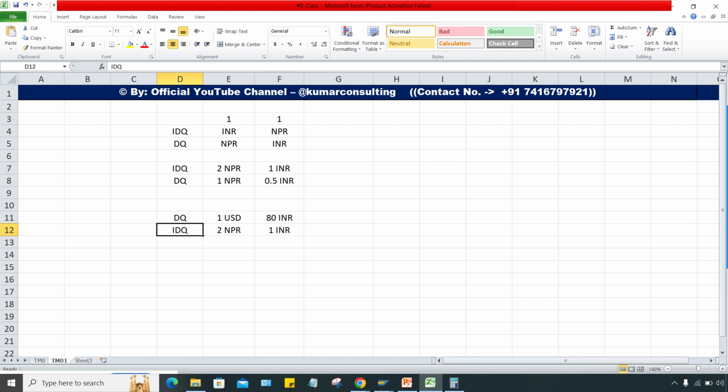So when indirect quotation is there, what is happening, guys? The translation ratio we have to maintain how? Local currency versus foreign currency. So here INR versus NPR, and here if direct quotation is there, then you have to maintain USD versus INR. Okay, this is what the example is.